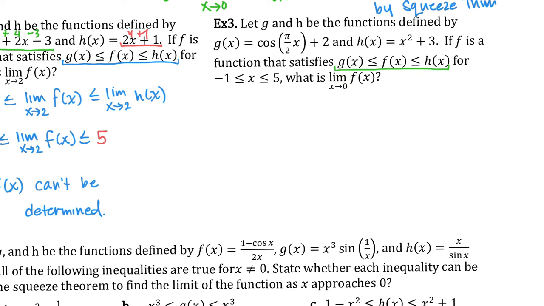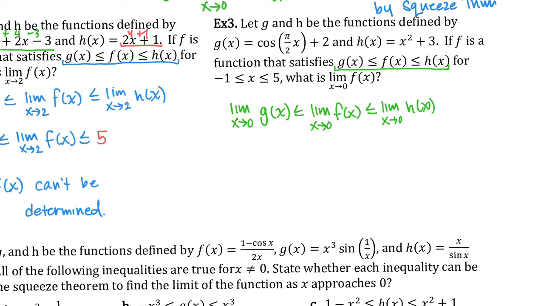Okay, now because 0 is between negative 1 and 5, I can go ahead and try to use the squeeze theorem because there's no discontinuities in the interval at the value I'm trying to test. Okay, so it should be true that the limit as x approaches 0 of g of x is less than or equal to the limit as x approaches 0 of f of x, which is less than or equal to the limit as x approaches 0 of h of x, since the graphs are in that order always at all values, or from negative 1 to 5.